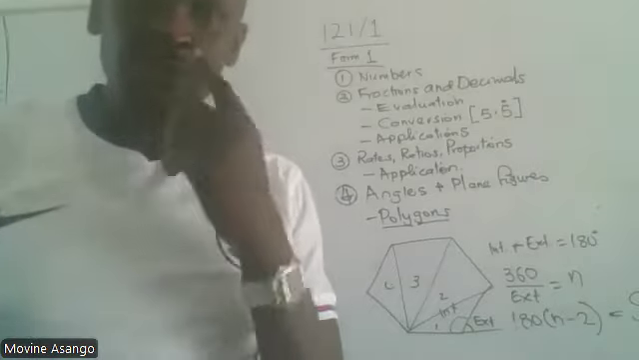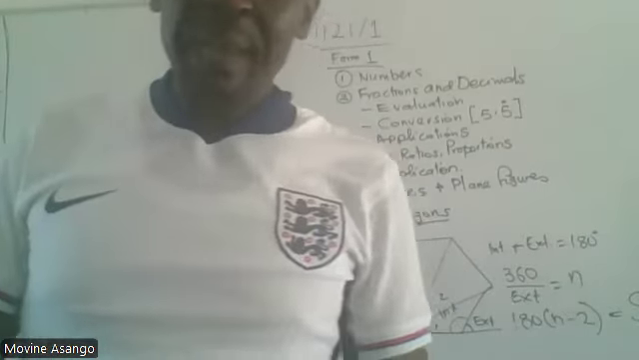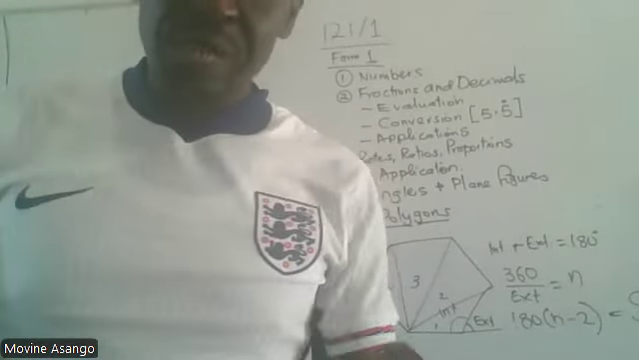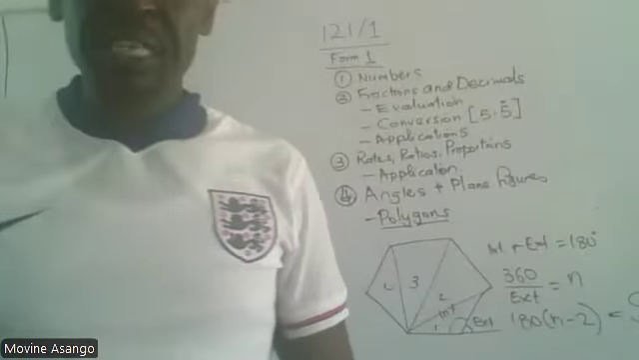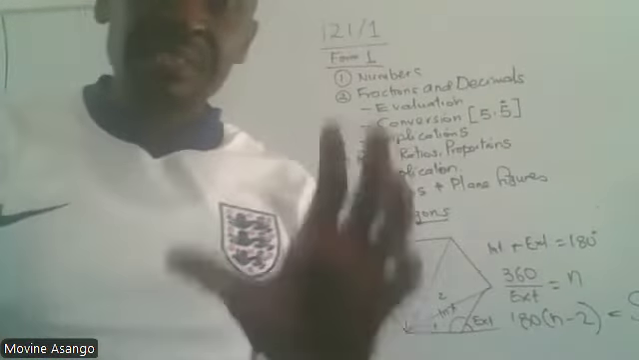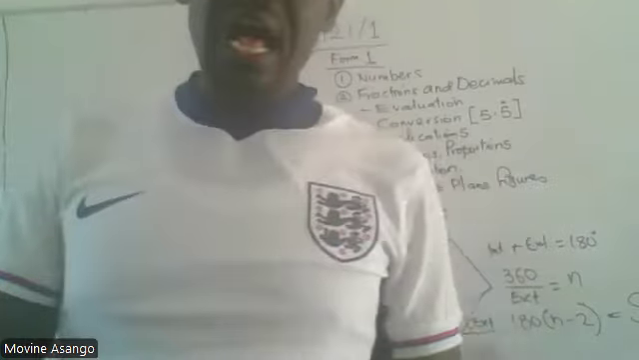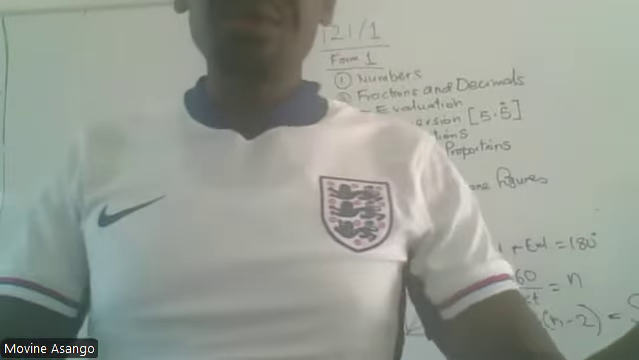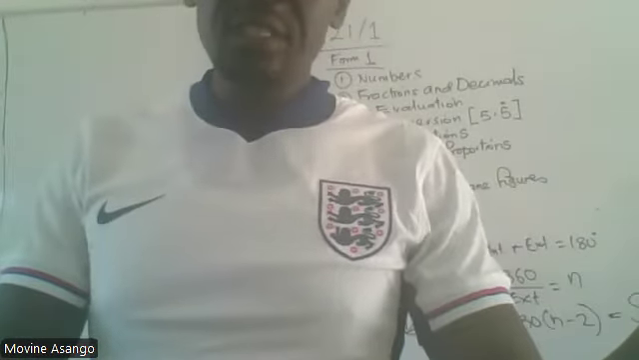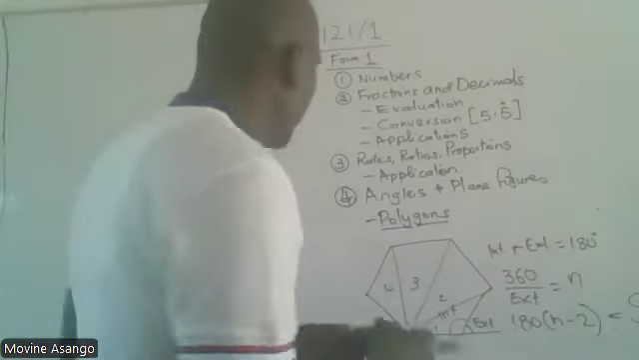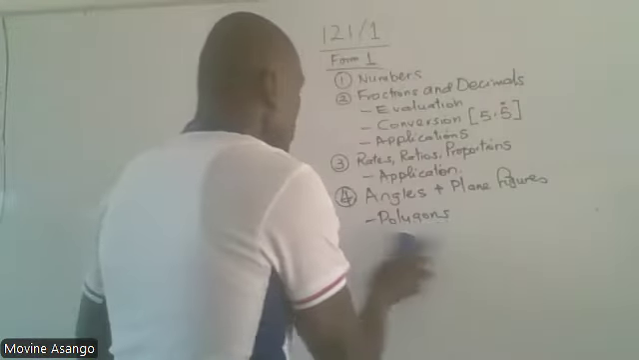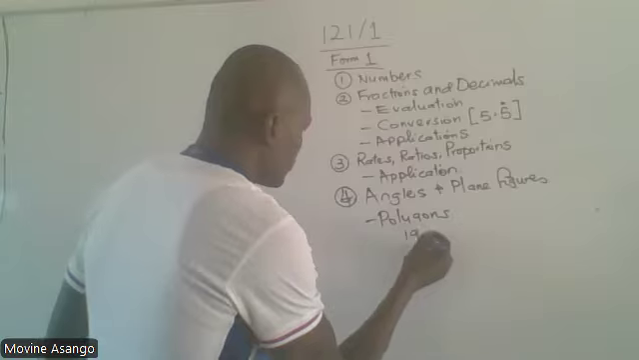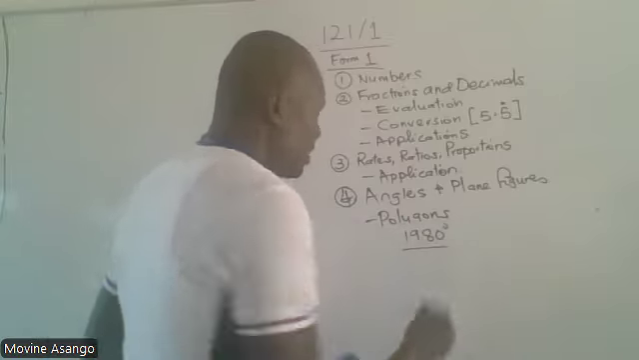I want to involve you a little for 1 minute by posing a question to you. You can note it down. The sum of interior angles of a regular polygon is 1,980 degrees.